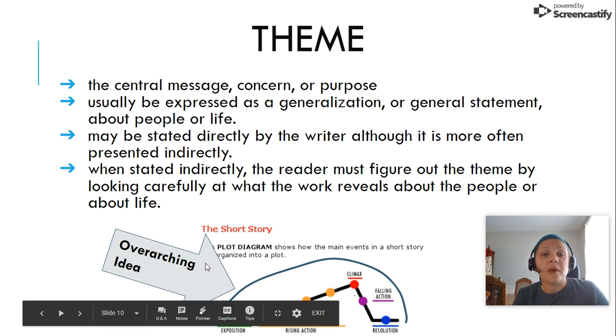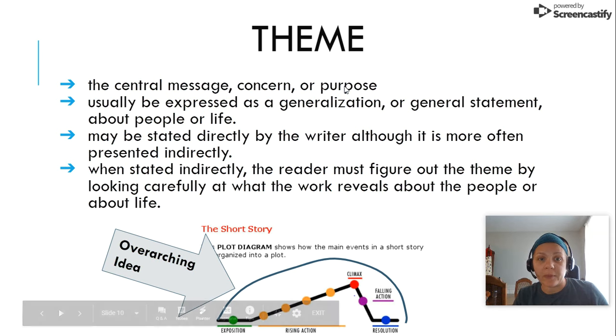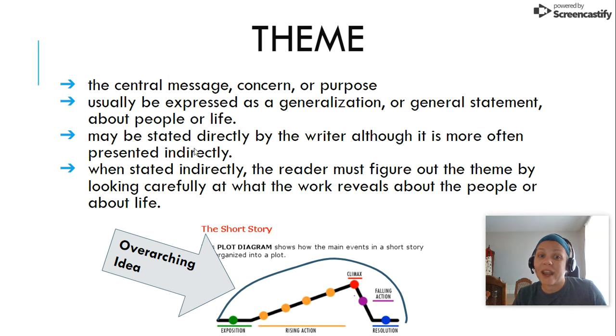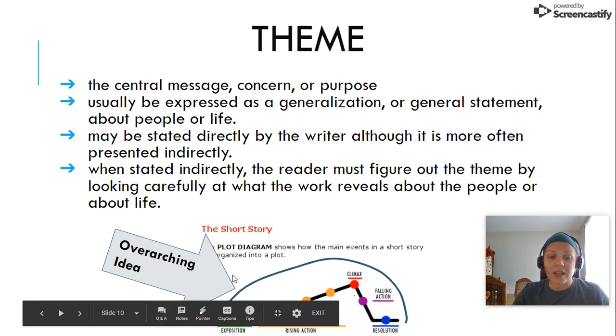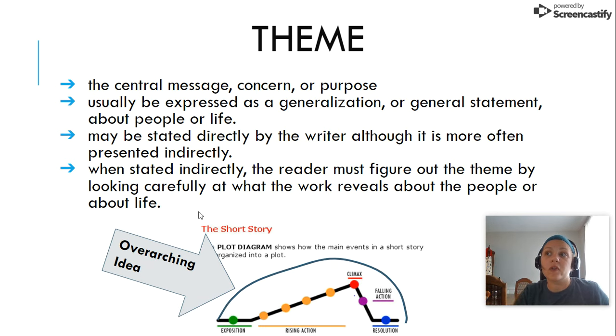And then theme, the central message, concern, or purpose. It can be directly stated or it can be indirectly stated. You've got to figure it out by looking at the overarching idea that's going on, all the happenings of the rising action, the climax, falling action. There are several you could take from The Lion King itself. One thing that they do directly state over and over is the circle of life.